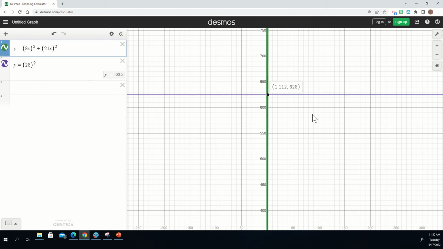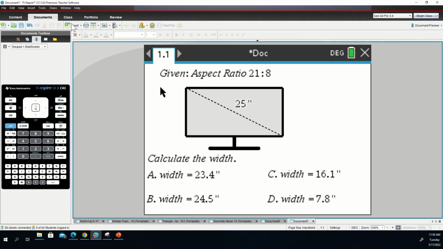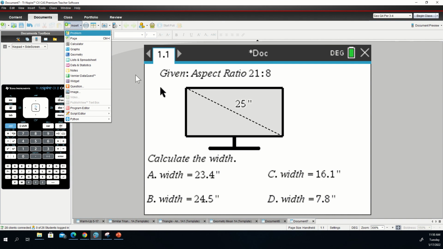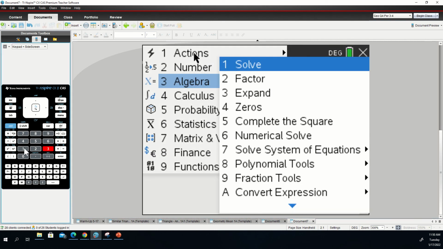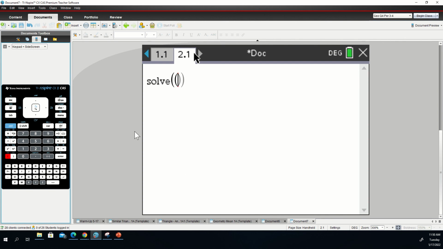So it's telling me the value of x is 1.112. So that would be the value of x. So I'm going to do the same thing in the Inspire. I'm going to open a calculator page. I'm going to do menu 3.1. And again, set it up exactly the same.